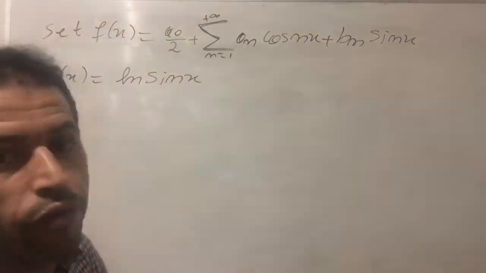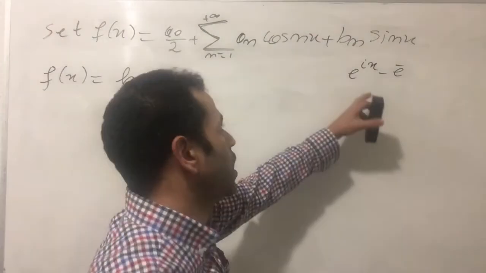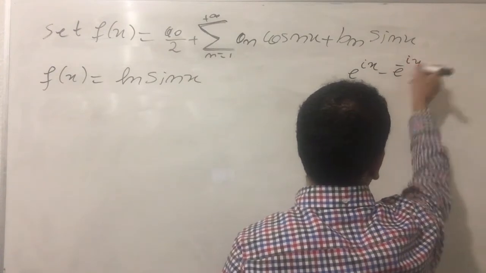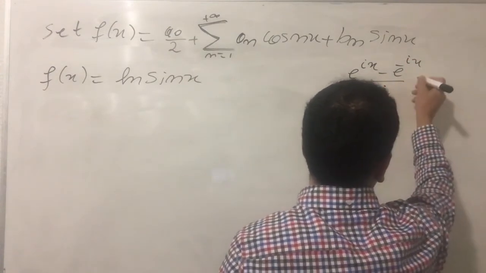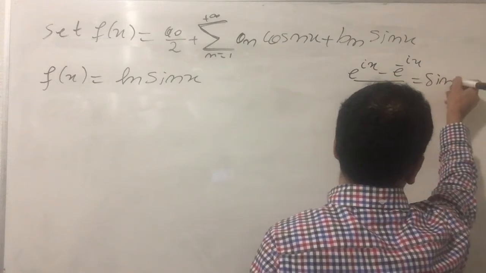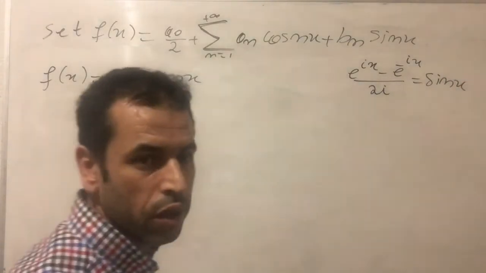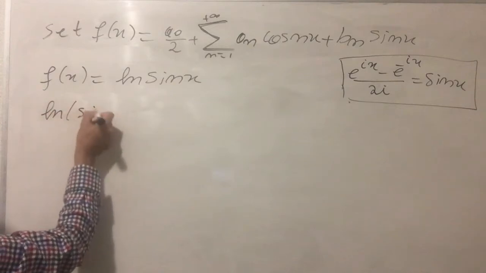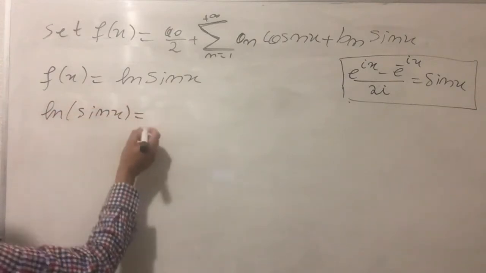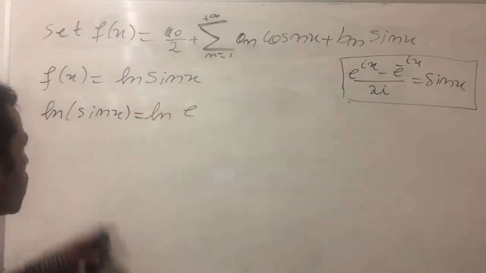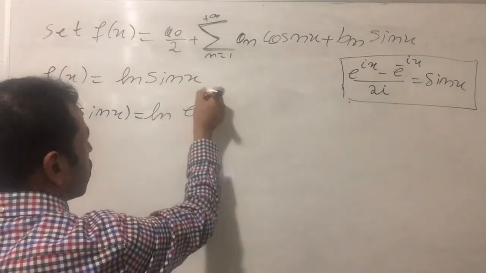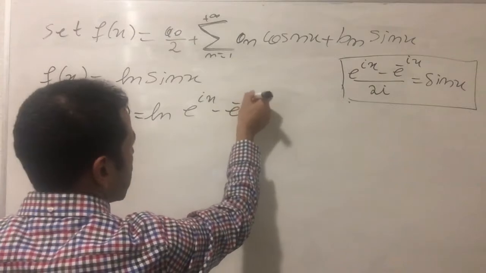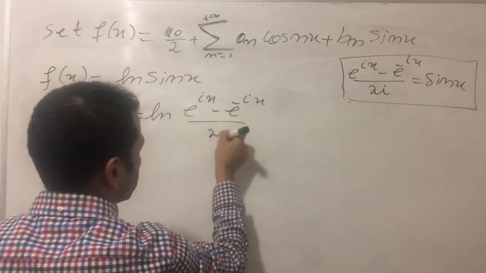I'm going to use the Euler formula, e to the ix minus e to the minus ix over 2i, equal to sine of x, okay? This is the Euler formula. So natural log of sine of x equal to natural log of e to the ix minus e to the minus ix over 2i, okay?